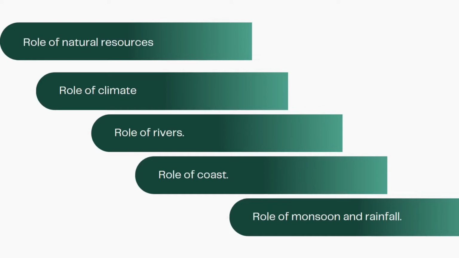Let's talk about the role of monsoon and rainfall. The distribution of rainfall also affected the course of Indian history in many ways. Monsoon rainfall reduces from east to west. That is why the population density and the forest follow the same pattern. Areas of moderate rainfall have been most densely populated because of their suitability for agriculture and horticulture.